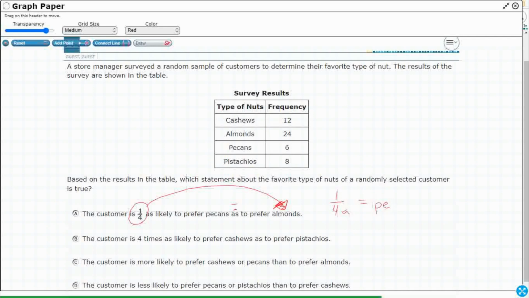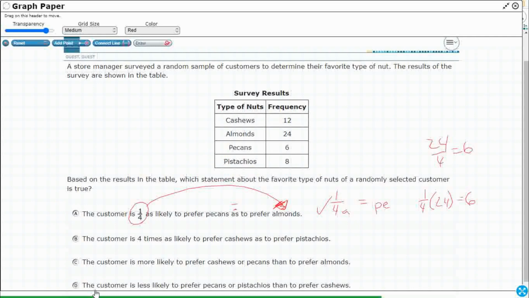So let's do a little substitution. 1/4 my almonds is 24. How does that look as compared to 6? Yeah, 24, that's really just 24 over 4, which is 6. Okay, so you know what? A looks pretty good. All right, so rather than just selecting it, obviously we need to check B, C, and D, make sure they are incorrect.